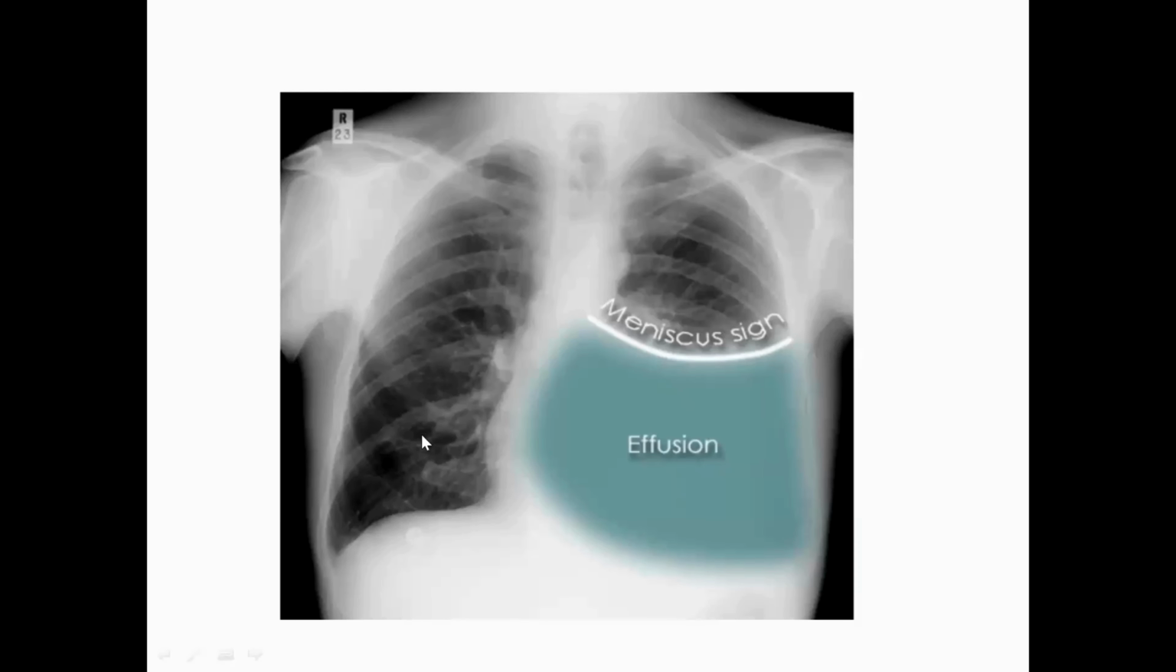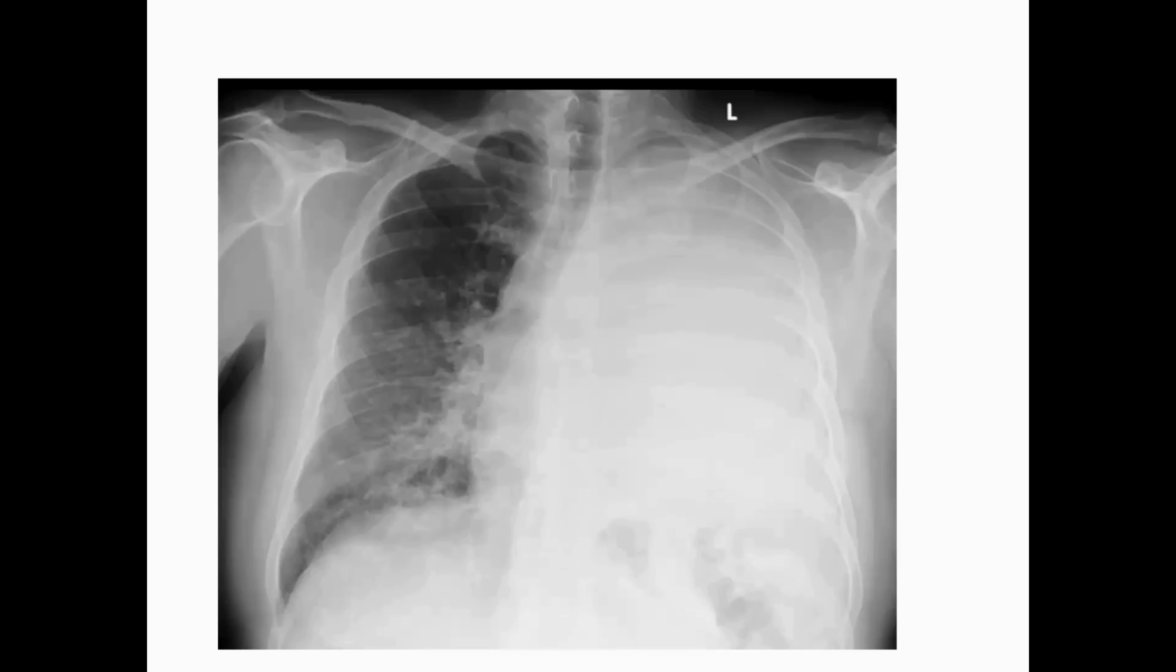Another example. This is the meniscal sign, which we mentioned now. This is a concavity at the top of the pleural fluid, sloping down from medially to laterally. Look, the meniscal sign is the cardinal feature of pleural fluid. Here is another example of a massive left pleural effusion with displacement of the trachea and heart to the contralateral side.